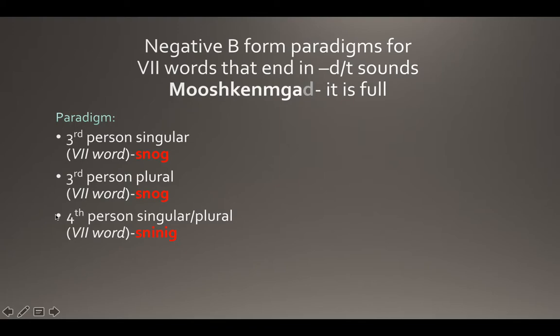For fourth person, again, it can act as singular or plural. It needs context to differentiate. So we're going to have our noun with its fourth person suffix or the plural suffix. Then we're going to have our verb, moshnem gud. But we're going to drop that D or T sound, in this case a D, for sninig. So we're going to replace this D sound with sninig. So let's see how the examples demonstrate this.